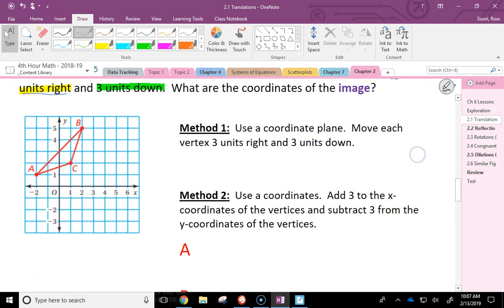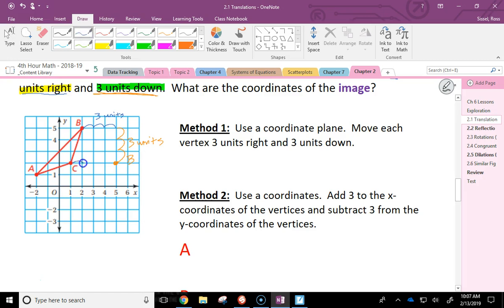Alright. 1, 2, 3. I moved that one 3 units. But then I'm also supposed to go 3 units down. 1, 2, 3. This is going to be my new point for B. So I have to do this for each one of them.